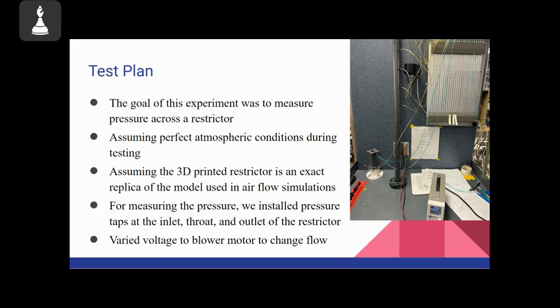In order to measure the actual pressure differential, some holes were drilled, and we installed pressure taps at the inlet, one at the throat and one at the outlet of the restrictor, just in order to get a nice flow of data across each of these key points. In order to more accurately achieve these results, we actually varied the voltage to the blower motor to change the flow, instead of doing that manually. And we were able to do that quite smoothly. So again, over here on the right is the picture of the setup and everything that we had so far.